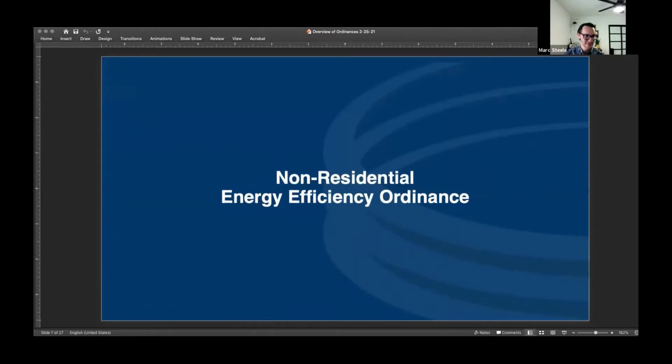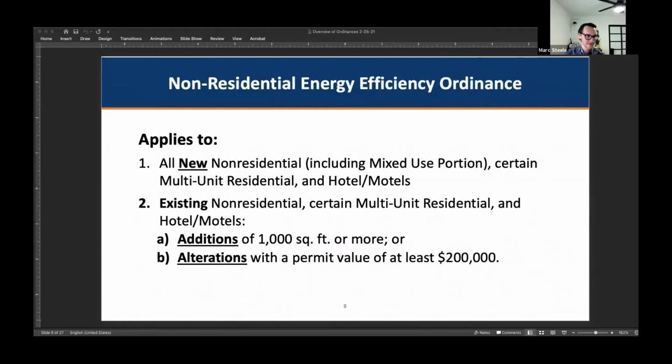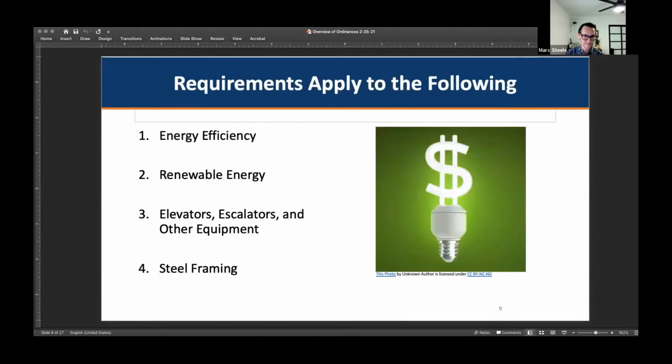The second is the non-residential energy efficiency ordinance. This ordinance applies to all new non-residential buildings, certain multi-unit residential, such as high-rise units, and hotels and motels. In addition, it covers existing non-residential buildings that undergo an addition of 1,000 square feet or more, or an alteration with a permit value of at least $200,000. Specific requirements of this ordinance cover building energy efficiency, renewable energy, elevators, escalators, and other equipment. And the fourth piece is steel framing. These requirements are consistent with similar ordinances that have been adopted across the state, including just to the north in the city of Carlsbad.